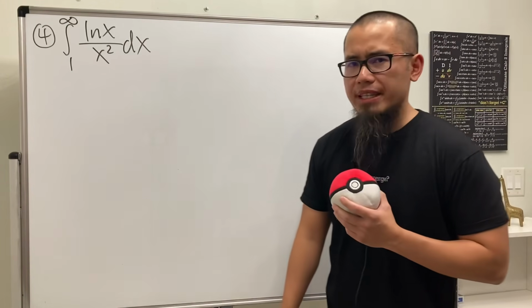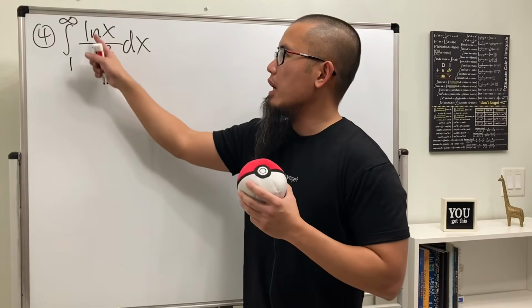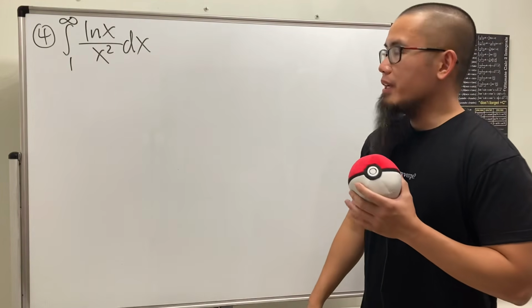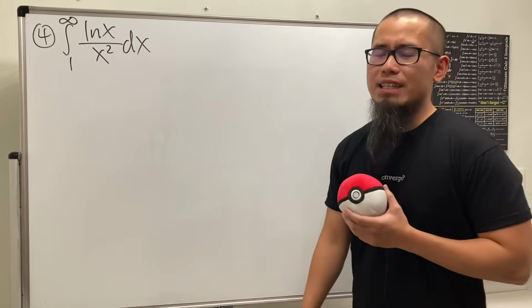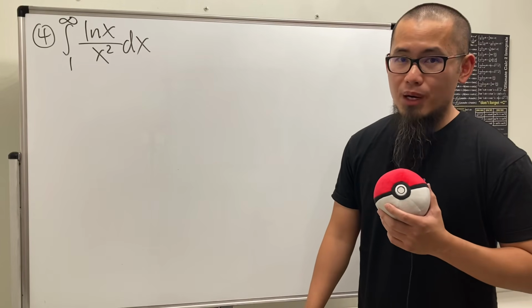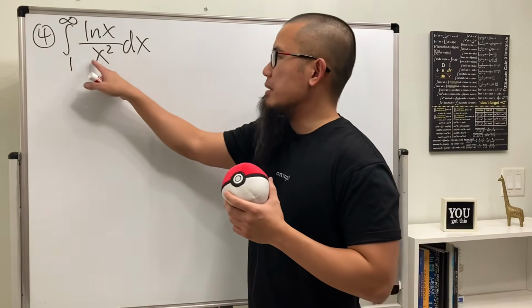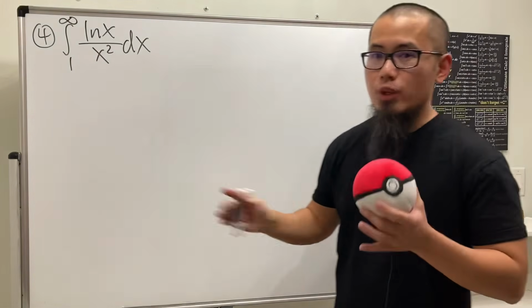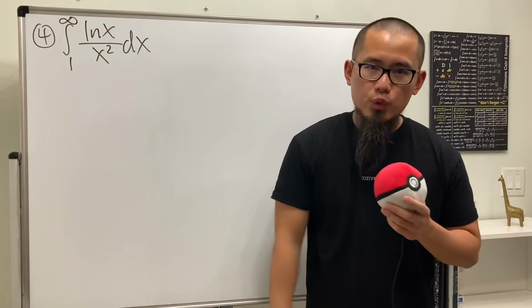Number 4, we have the integral going from 1 to infinity, ln x over x squared. We cannot do u sub anymore. In fact, we will have to do integration by parts, because this is the same as x to the negative 2 power, and then times ln x. That's one of the forms that you should know that we do integration by parts.